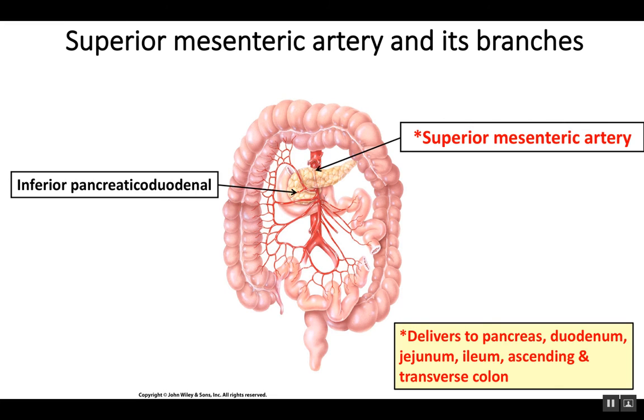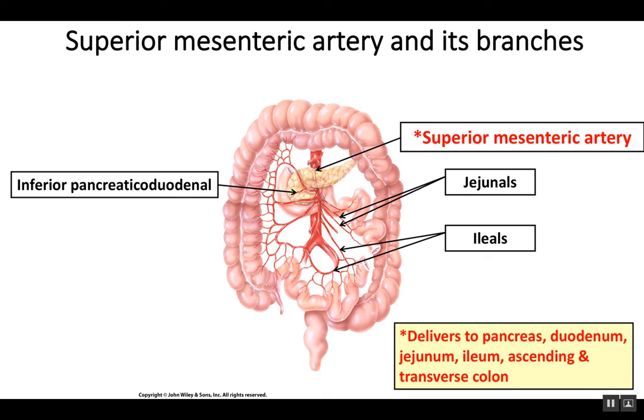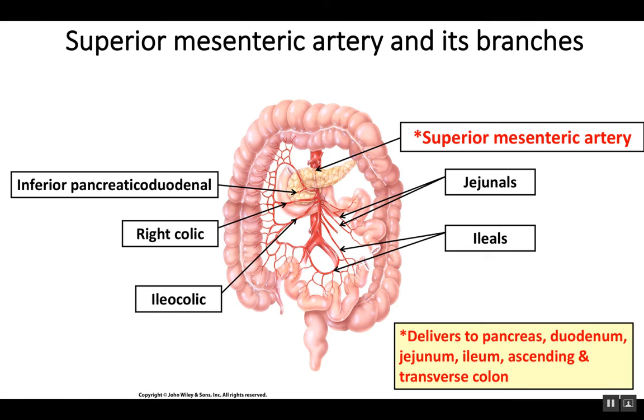Many of them are named based on where they go. Pancreatico-duodenal, because it goes to pancreas and duodenum. Jejunals go to the jejunum. Ileals go to the ileum. Ileocolic branch goes to parts of the ileum as well as the colon. Right colic heads towards the right to the colon.